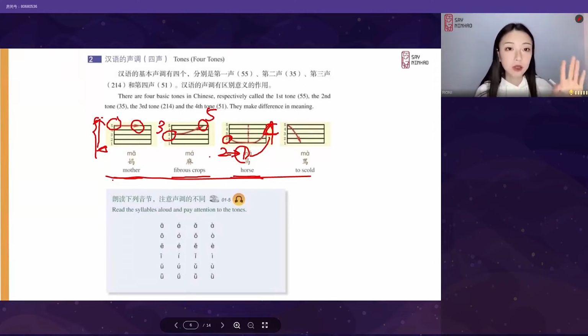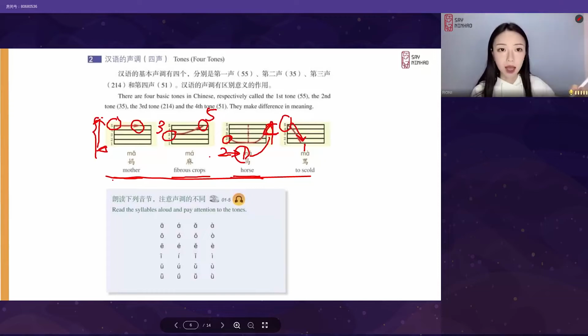And last one, the fourth tone, let's see. It started at the highest pitch and it rapidly dropped to pitch 1. So it's like ma. It dropped rapidly, not slowly, okay? Ma, ma. Read after me, please. Ma. So these are our 4 tones. First, second, third, and fourth. Ma, ma, ma, ma. These 4 tones.